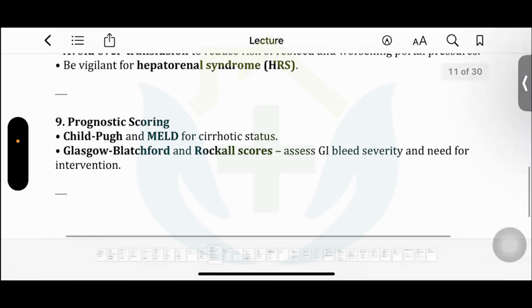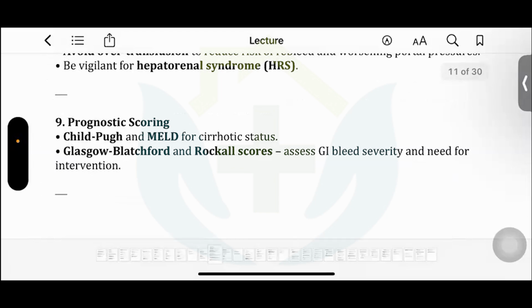MELD scoring and Child-Pugh scoring is generally done. MELD scoring specifically is done for patients who are undergoing or are planning to be taken for liver transplant. To assess the GI bleed severity and need for intervention, Rockall scores are asked randomly in the exam, although Glasgow Blatchford scores are also there.